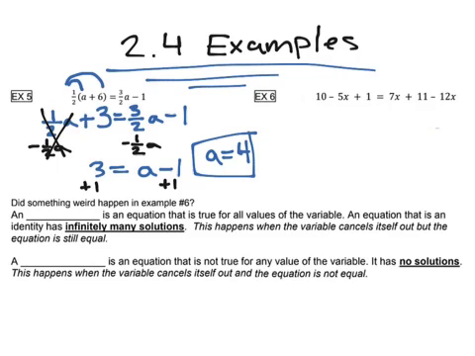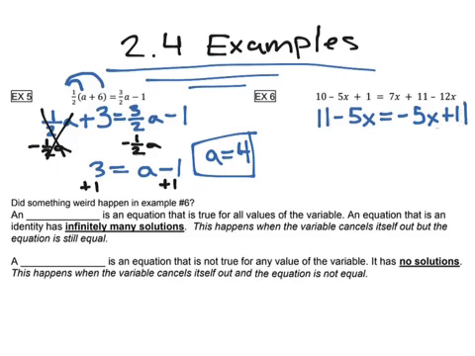Okay. So example 6. Well, we don't need to distribute. Looks like we do need to combine like terms though. So we have a 10 that we can combine with a plus 1. So 10 plus 1 is 11 minus 5x. And that equals, well, what can we combine with this 7x? We can combine this negative 12x. So if we have 7 minus 12, that gives us a negative 5x plus 11.